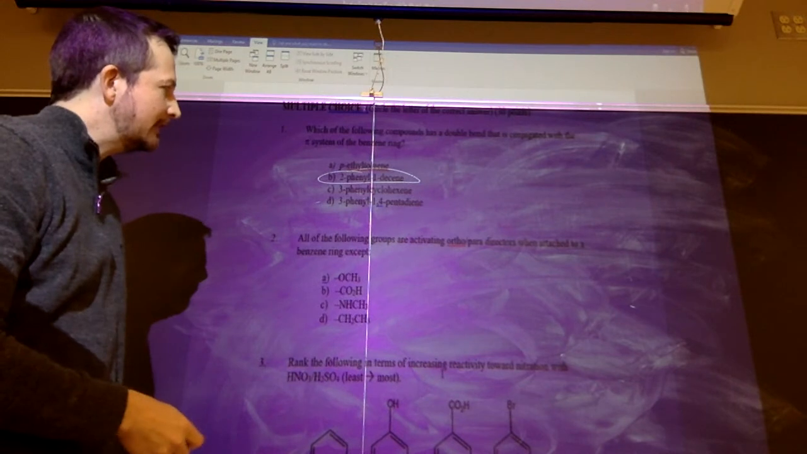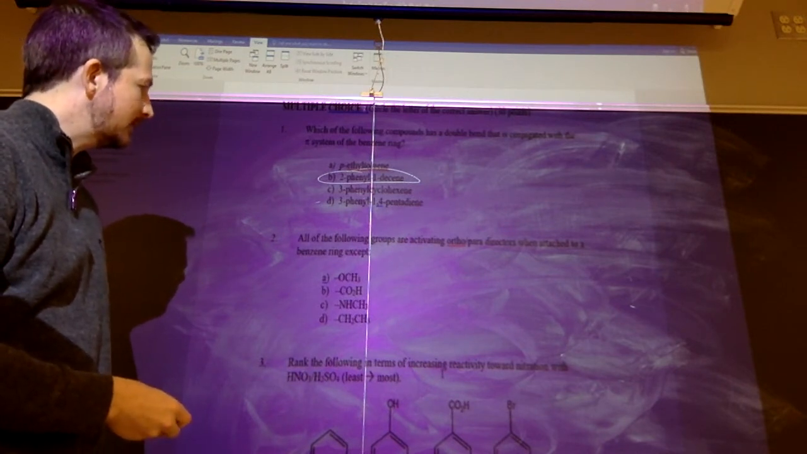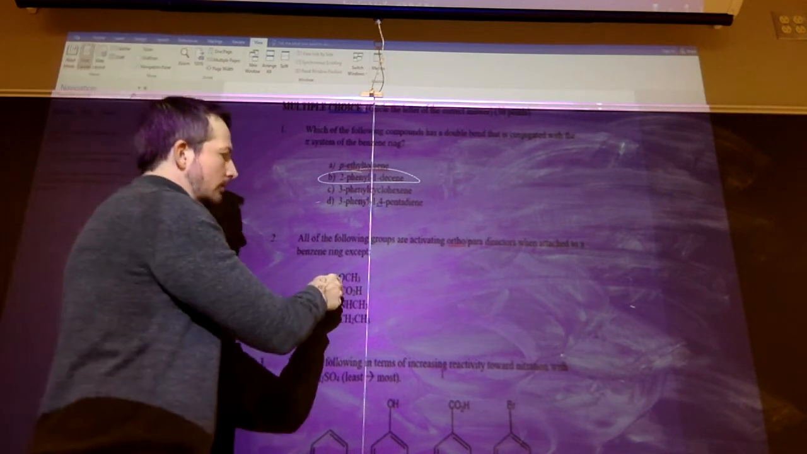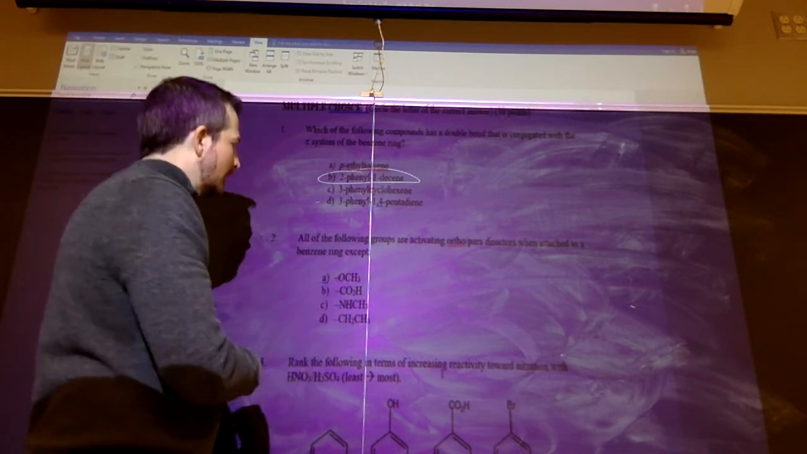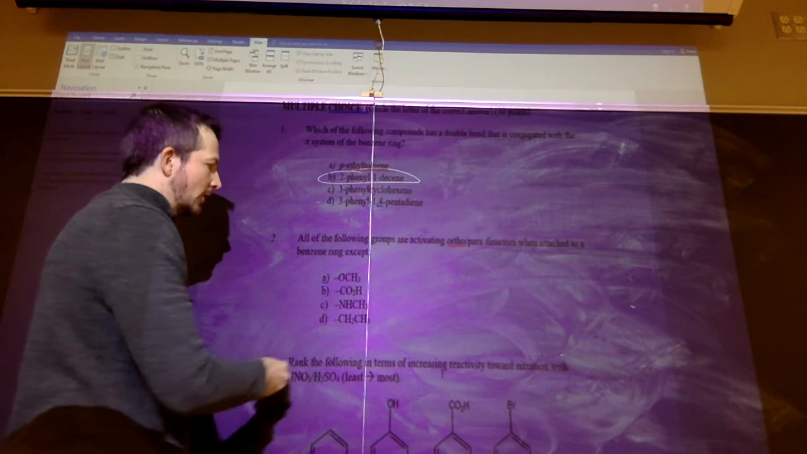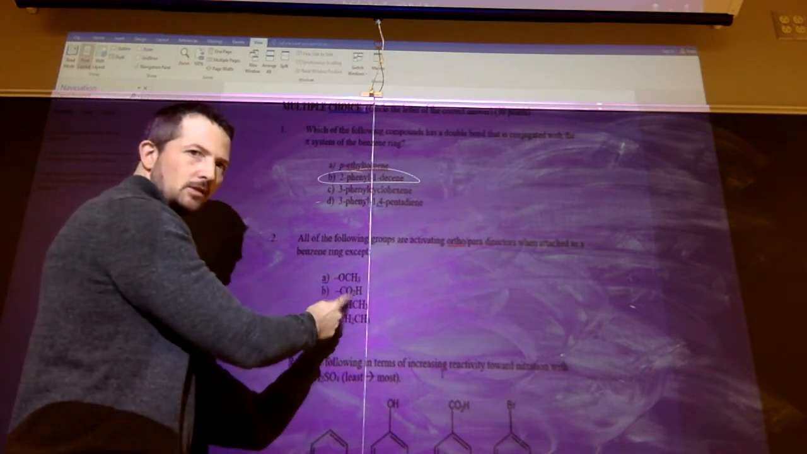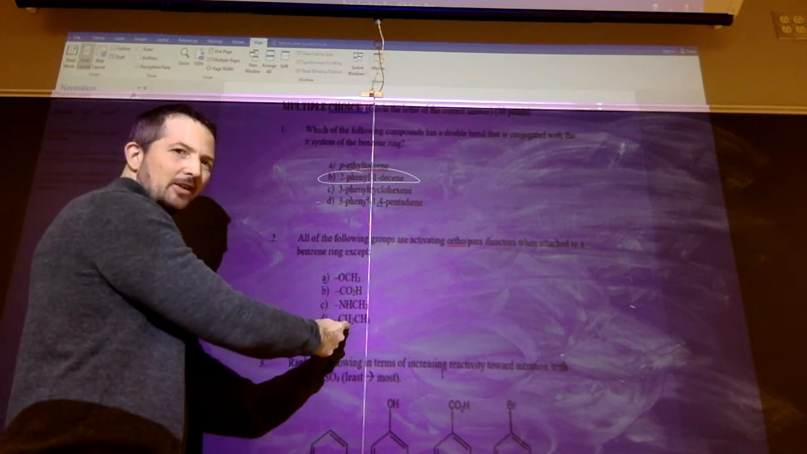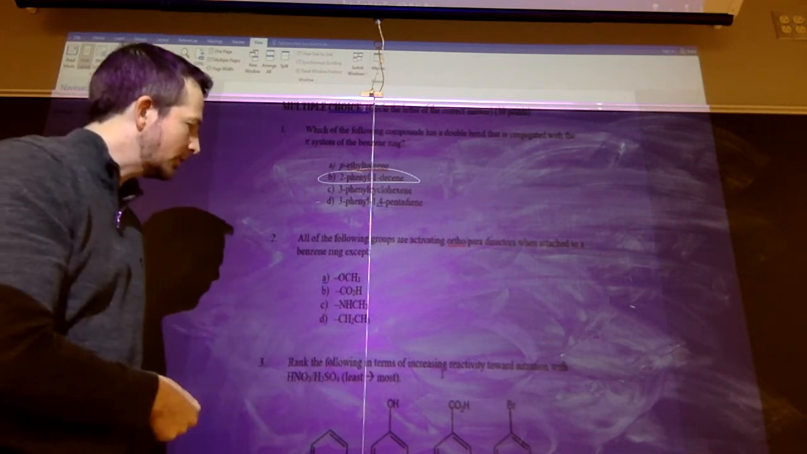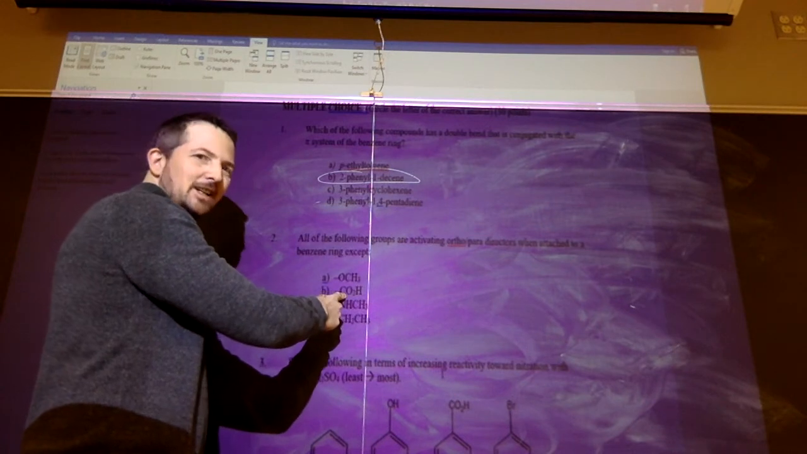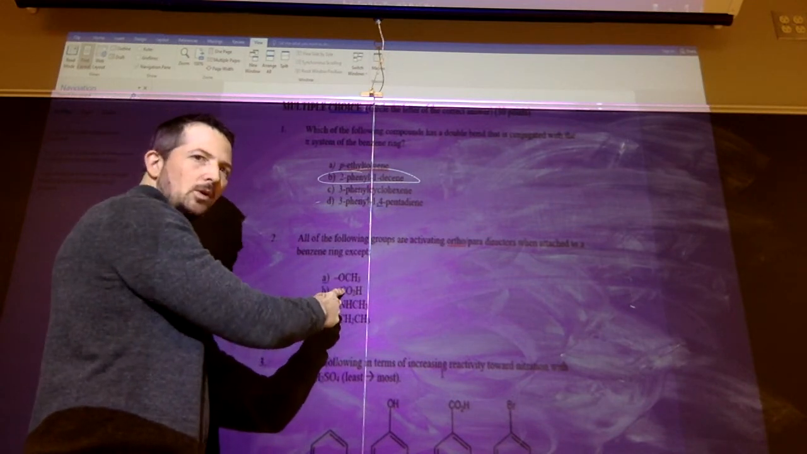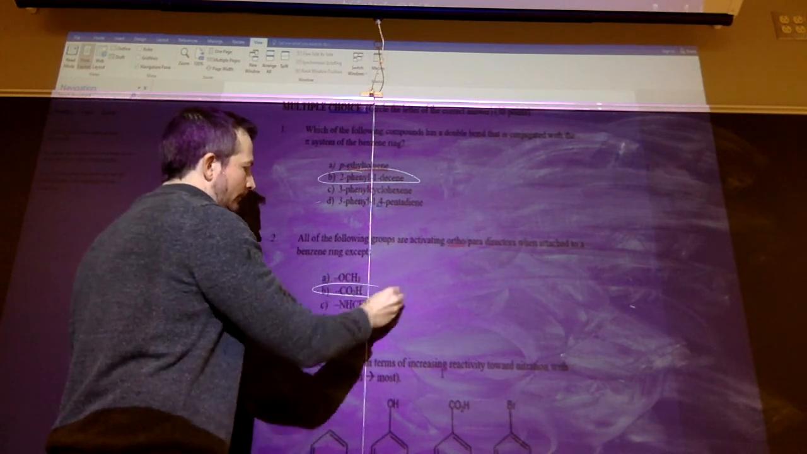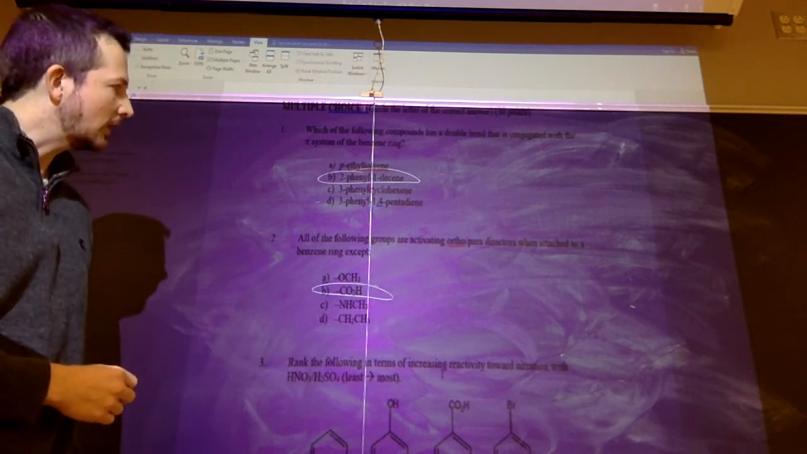All the following groups are activating ortho-para directors when attached to a benzene ring except... Ortho-para director, so lone pair of electrons, activator, so ortho-para directing. Nitrogen, lone pair of electrons, activator. CH2CH3 alkyl group, activator, ortho-para directing. Here, C double bond O, electron withdrawing, deactivator, and also meta director. So B, correct answer there.